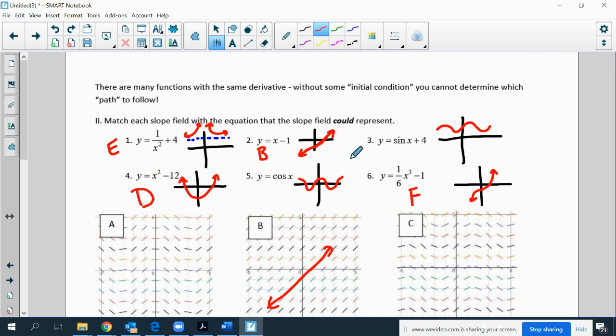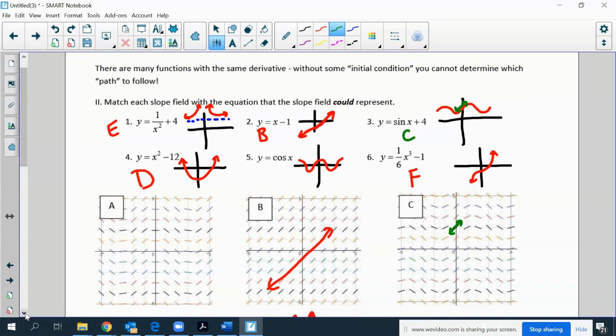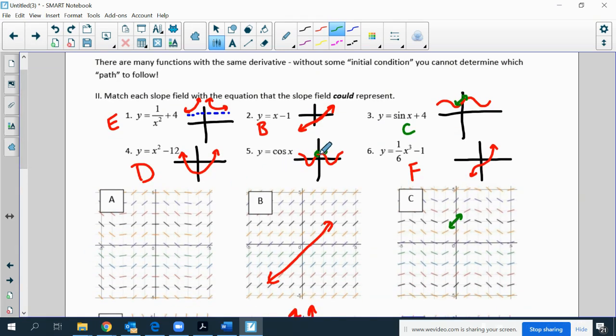Now, 3 and 5 confuse a lot of people, because they both look trigonometric, because they are. So one thing that's important to note is the graph of sine of x plus 4 has a slope of 1 at x equals 0. So that would match up with C. Whereas the slope of cosine at 0 is 0, and that would match up with A. And so if I just traced the graph, I could figure this out.